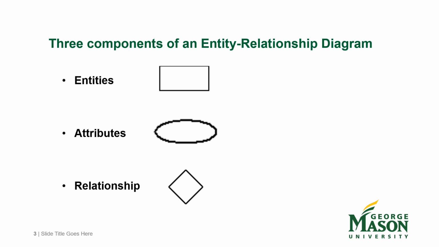There are three components of an entity relationship diagram, which are entities, attributes, and relationships.